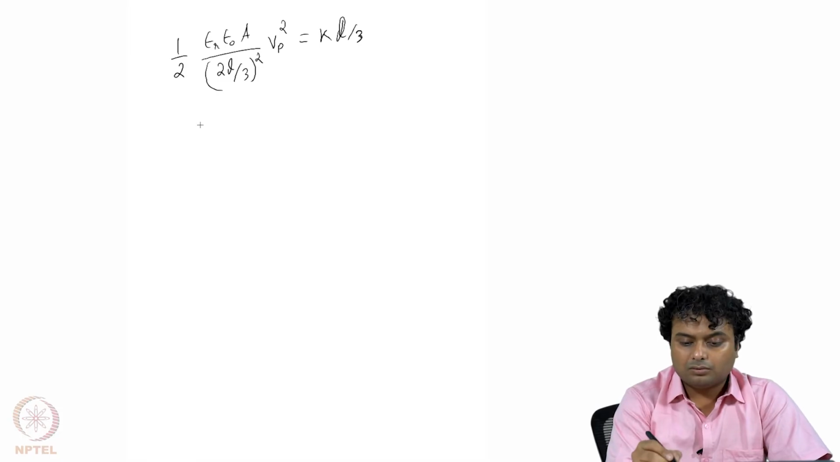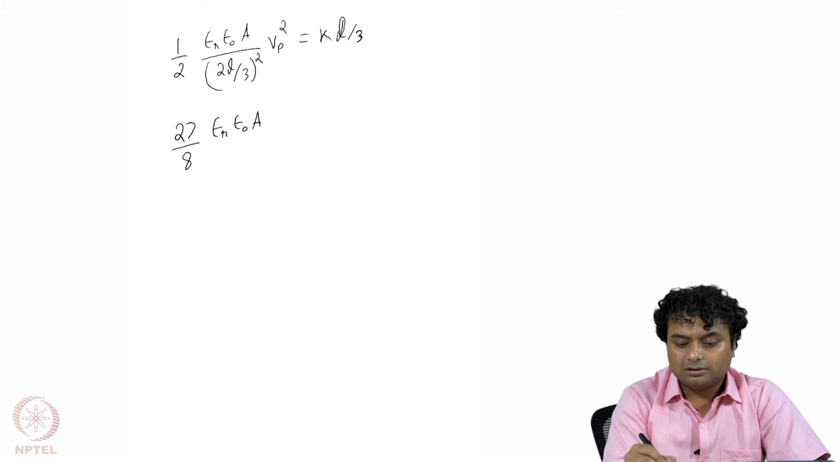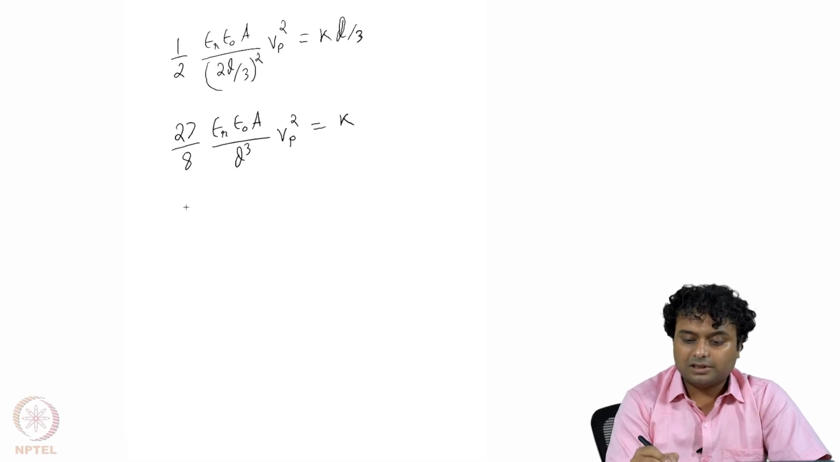Okay. Now we take this thing up, so it becomes, 3 square is 9, that goes to the top, this 3 also comes here, so this becomes 27, right, and then this is 2 square, 4, so 4 into 2 is 8, 27 by 8, right, into epsilon r epsilon naught A divided by, let us say this is d square, and we take this d also, so d cube, right, into Vp square is equal to K, right.